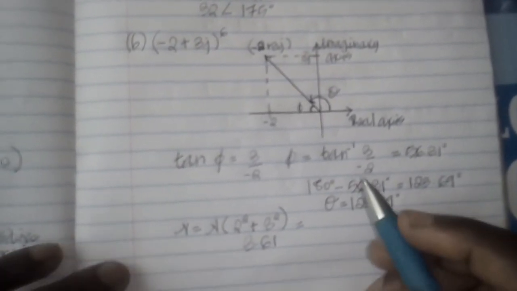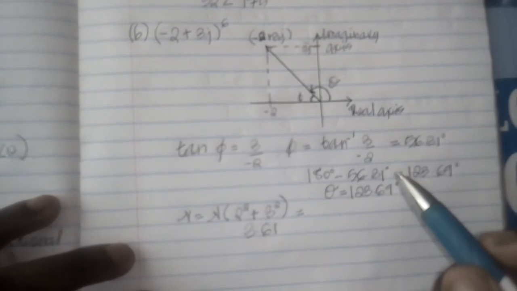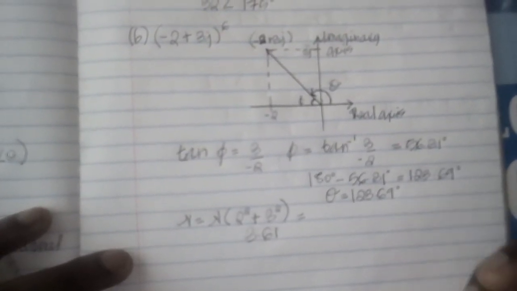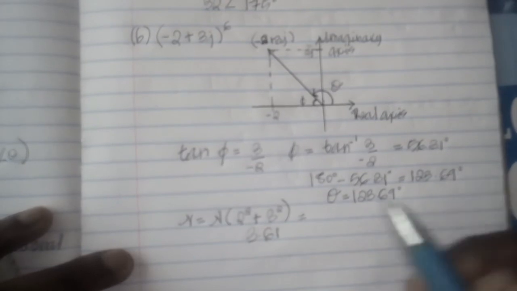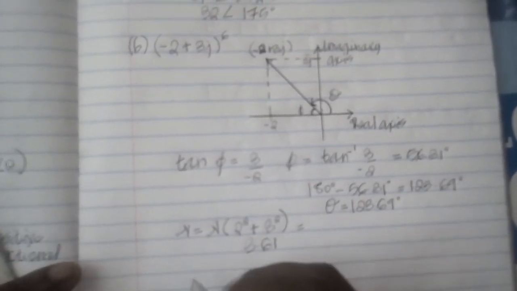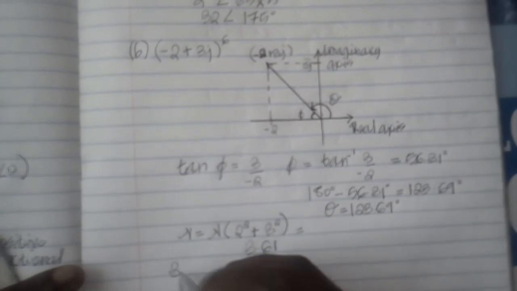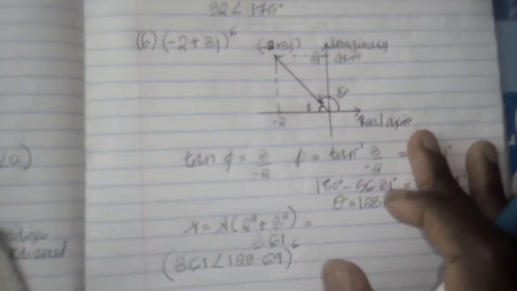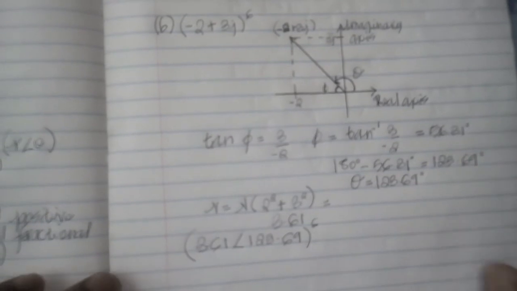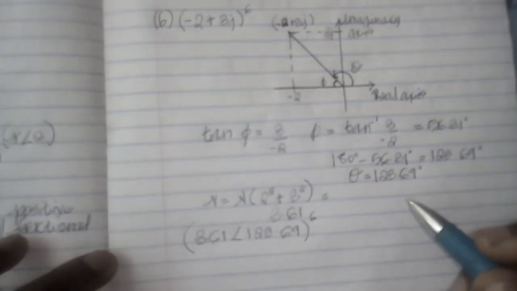Okay. Now we can finally write it in polar form. So the modulus is 3.61 and the argument is 123.69. We have to raise it to power 6. Now we are ready to apply De Moivre's theorem.